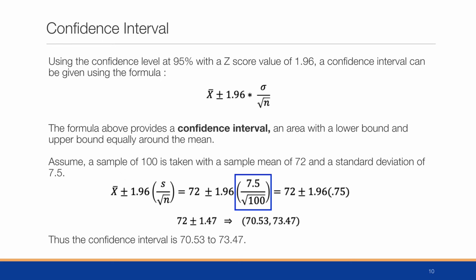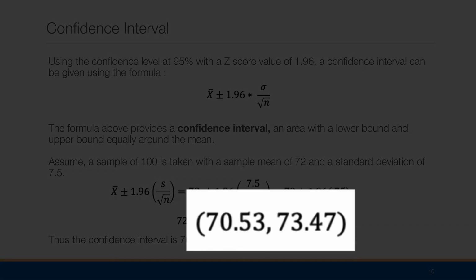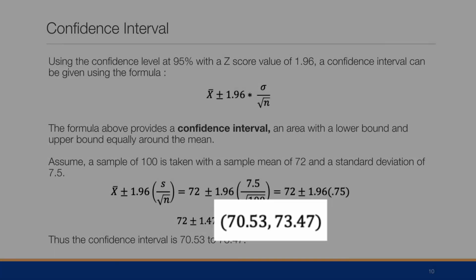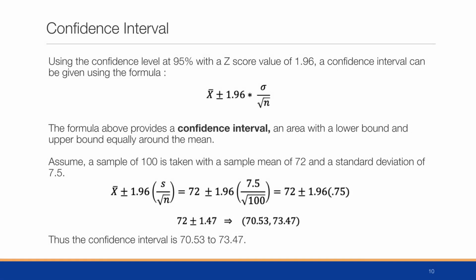We divide it by the square root of n, so we end up with 7.5 divided by the square root of 100. That gives us 72 plus or minus 1.96 times 0.75. That ends up being 72 plus or minus 1.47, which gives us 70.53 to 73.47. So therefore, our confidence interval goes from 70.53 to 73.47. And you could see that that would be equally distant to the left and to the right of that mean of 72. So 72 is right in the middle of that.